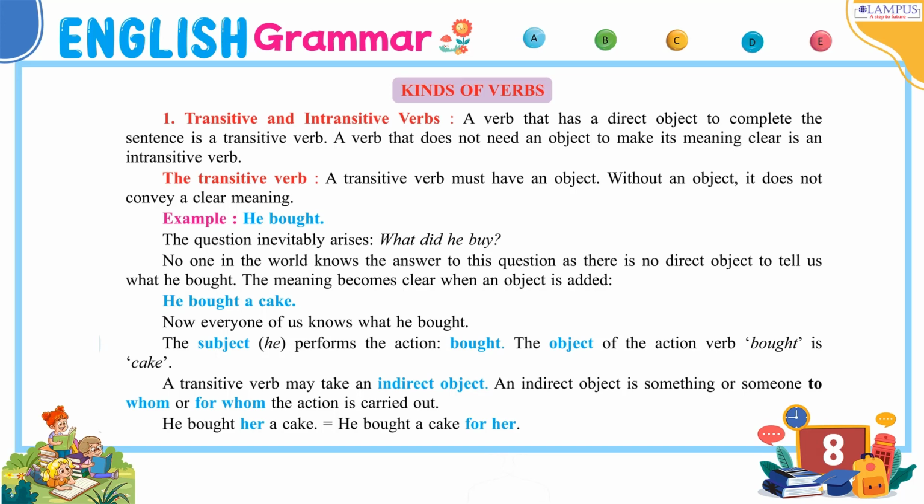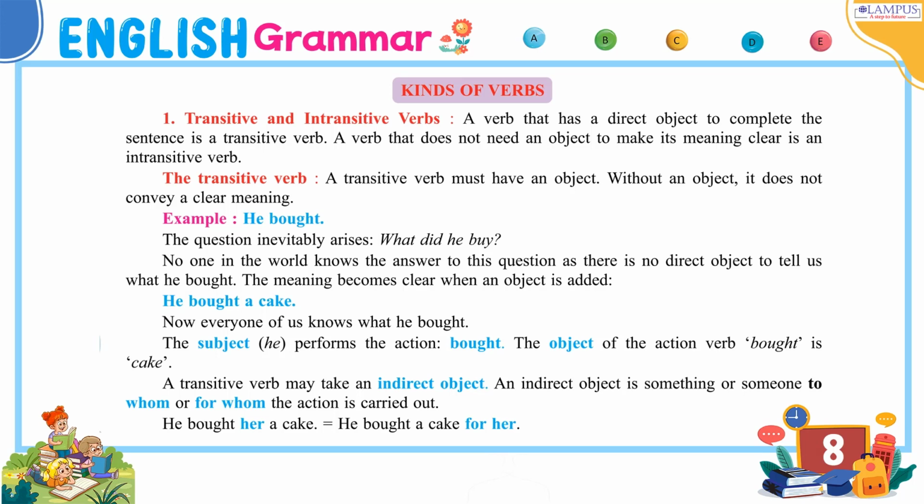Example, he bought. The question inevitably arises, what did he buy? No one in the world knows the answer to this question as there is no direct object to tell us what he bought. The meaning becomes clear when an object is added. He bought a cake. Now every one of us knows what he bought. The subject, he, performs the action, bought. The object of the action verb, bought, is cake.